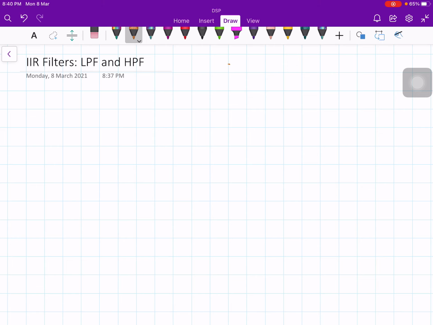In this lecture, let us discuss infinite impulse response filters, IIR filters. So let us discuss first the low pass filter, followed by the high pass filter. Now we will see how it is derived from very common sense. If you recall, 1 plus z inverse, what is this? This is the FIR low pass filter, finite impulse response low pass filter.